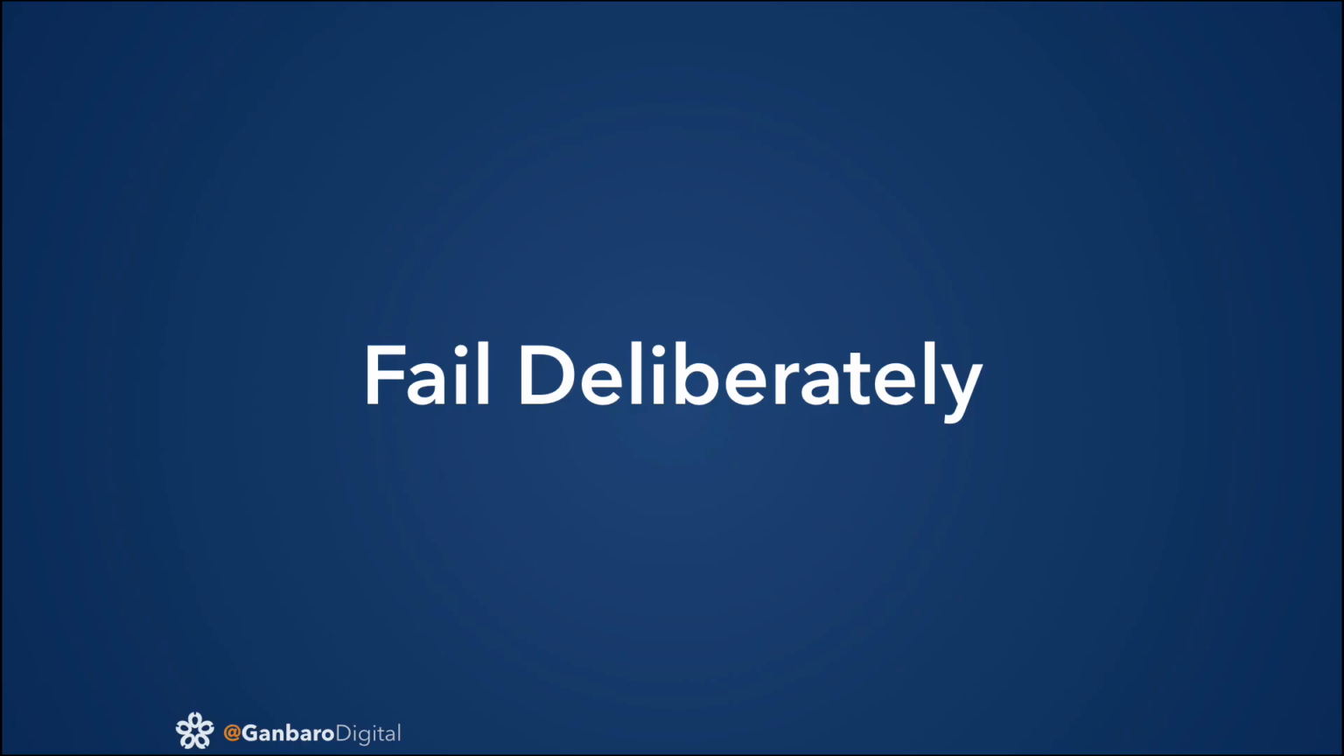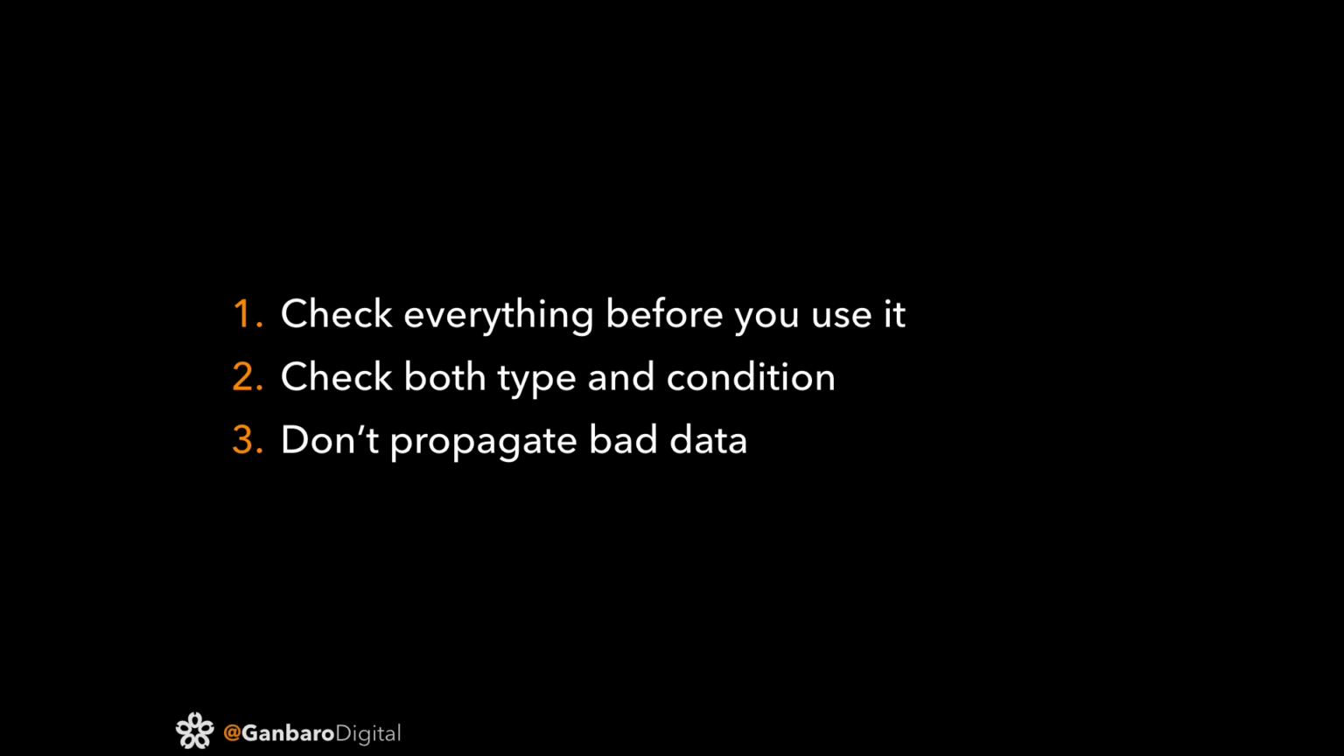And the second thing you do is fail deliberately. Don't propagate the problem once you've found it. Throw an exception. Throw your hands up in the air and say, hello, we've got a problem. Something's got to change. So pattern number 2 is fail deliberately. And these are the 3 things. You've got to check type and condition. I can't stress that enough.